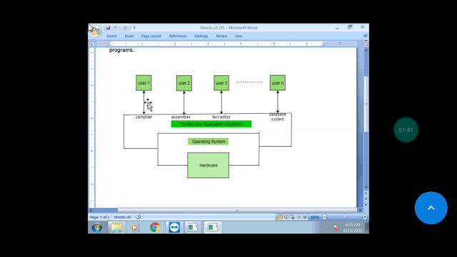Hardware and users are there. Multiple users: user 1, user 2, user 3, user 4. So if you have to interact, then who is there? OS is there. Using the OS, user 1 can communicate with the hardware. So that is why I already said OS is mandatory in your PC.